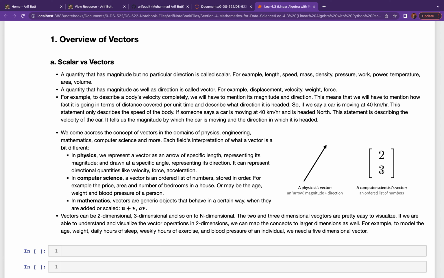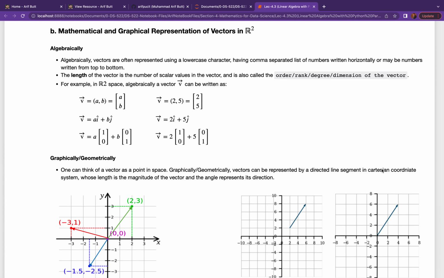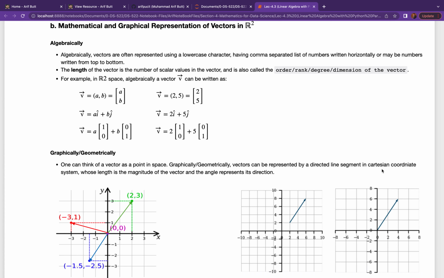Well, vectors can be two-dimensional, three-dimensional, and so on to n-dimensional. The two and three-dimensional vectors are pretty easy to visualize. However, if we are able to understand the vector operations in two dimensions, we can map the concepts to the larger dimensions as well. So let me start with the mathematical and graphical representation of vectors in 2D space.